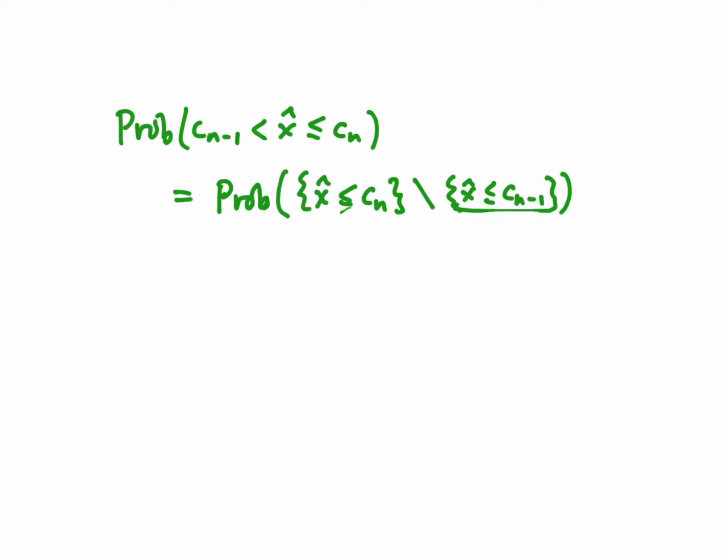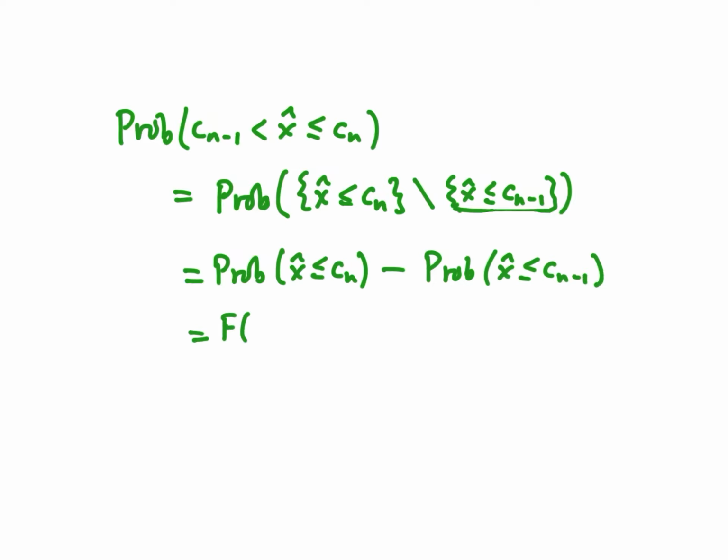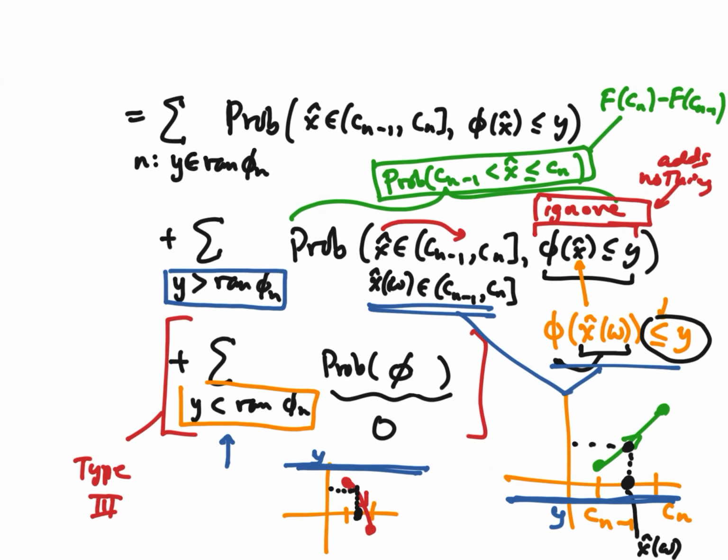Okay. And then just by the subtractivity of probability, we get the probability that that is true minus the probability that this is true. Okay, now this one is just the CDF of x hat evaluated at Cn, and the other term is exactly the same, the CDF of x hat, but evaluated at Cn minus 1. So that's again the nth change in F. Okay. So those are the type 2 terms, they're very easy. Now, that argument should also tell you how the type 1 terms are dealt with.